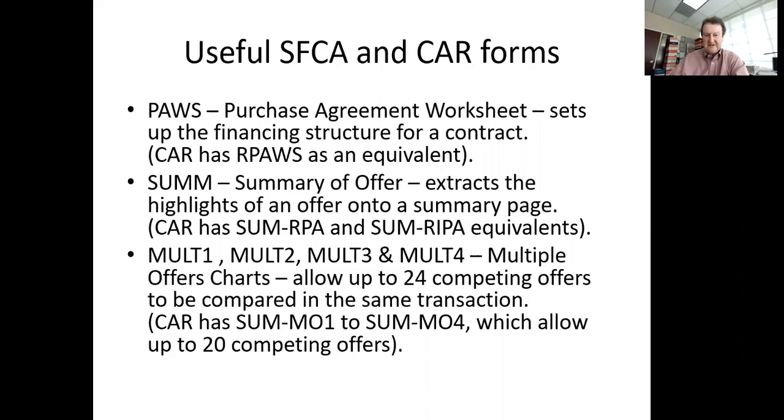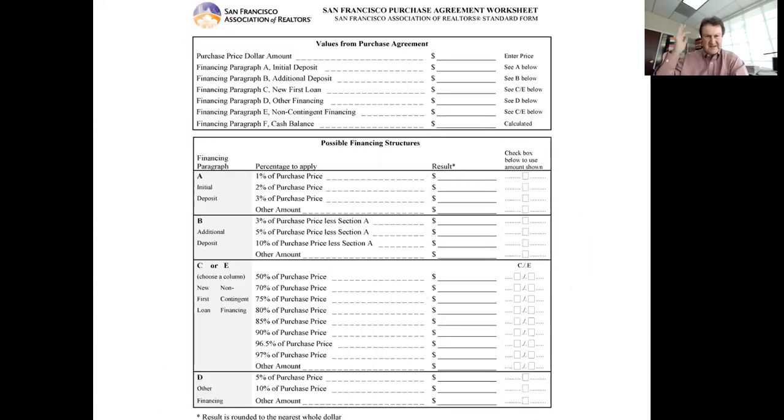And multiple offer charts. We have 4. We started off with just 2, which allowed up to 12 competing offers to be compared in the same transaction. And then a couple of years ago, I had 22 offers on one of my listings. So we put together multiple offer chart 3 and multiple offer chart 4. And then, of course, the market died after that. So you can blame me for that. CAR has, again, 4 forms, but they only have 5 per page, which allow up to 20 offers. So now I'm going to show you what those forms look like.